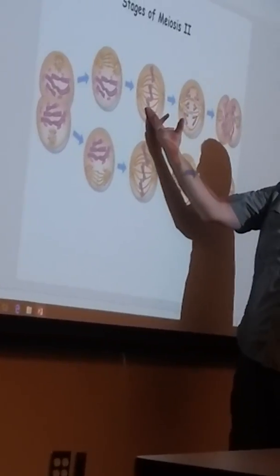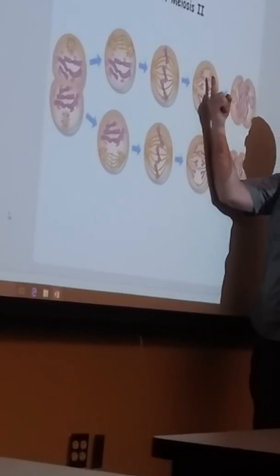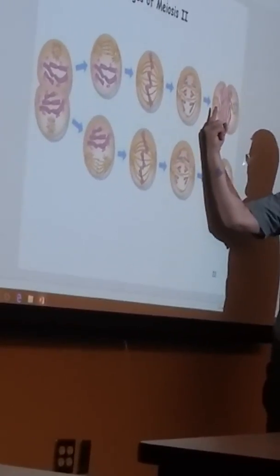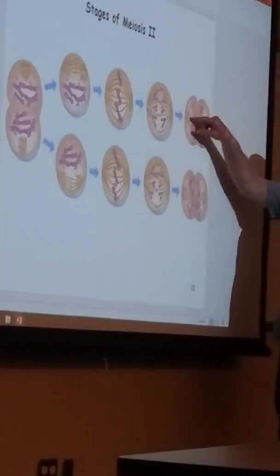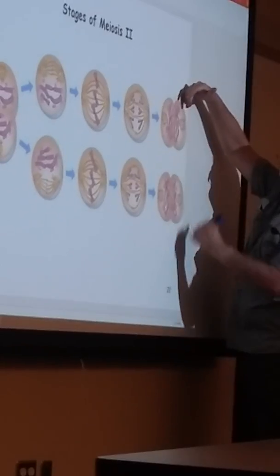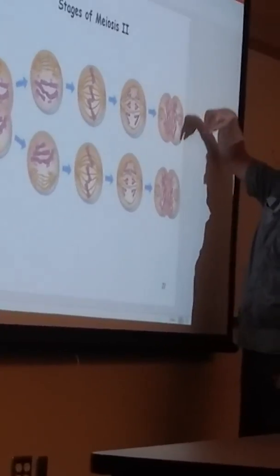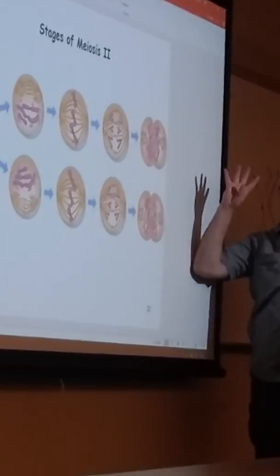So now I need to separate my sister chromatids. So now they're going to contract. Now we're separating our sister chromatids. Separating sister chromatids, and then each one of these cells is going to go through telokinesis and cytokinesis. So when I'm done, I'm going to have 2 cells here and 2 cells here. That gives me my 4.